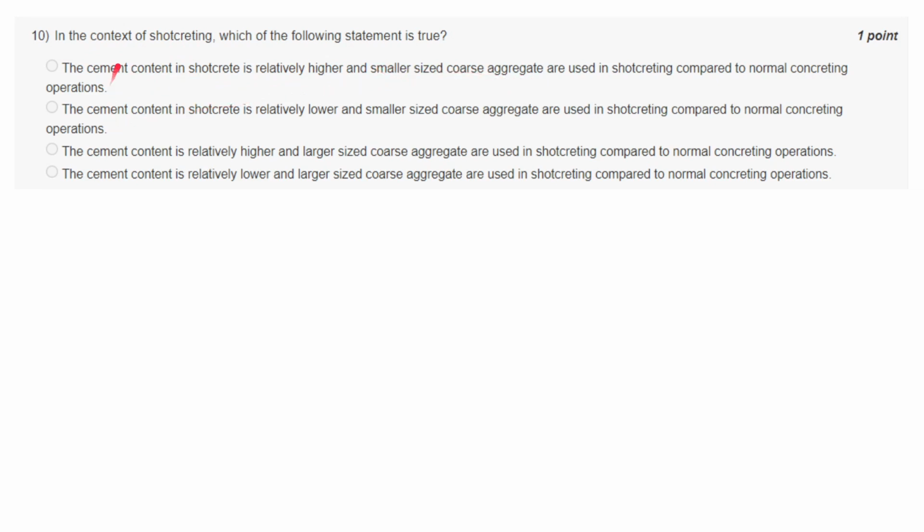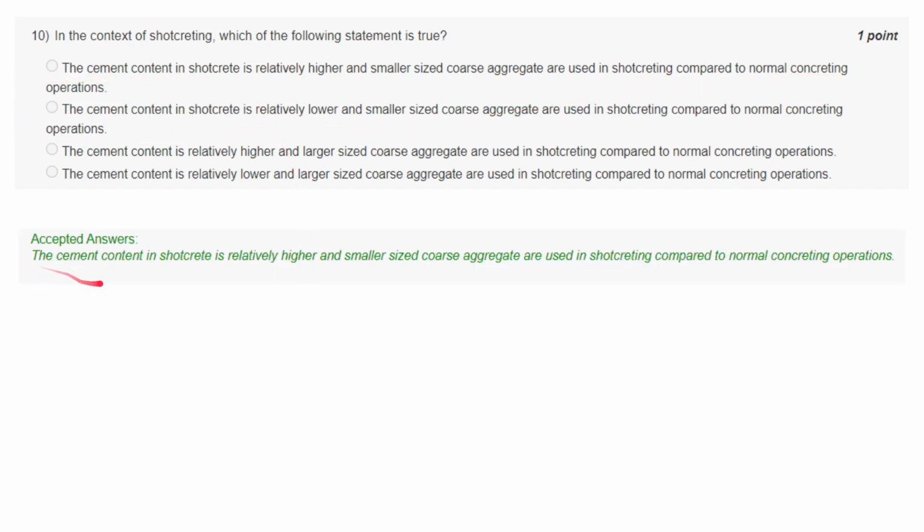Okay, so if this is less, then the filling material will be less, and if this is more, that will also lead to segregation, because the concrete is traveling through a pipe. So that's why the cement content in shotcrete is relatively higher, and smaller size coarse aggregate are used in shotcreting compared to normal concreting operations. So the first option will be correct. As you can see, the cement content in shotcrete is relatively higher, and smaller size coarse aggregate are used in shotcreting compared to normal concreting operations.